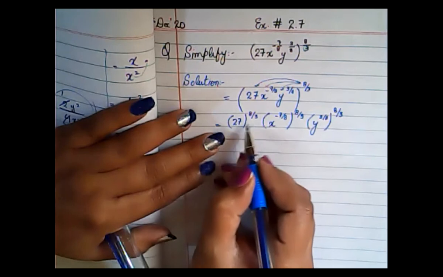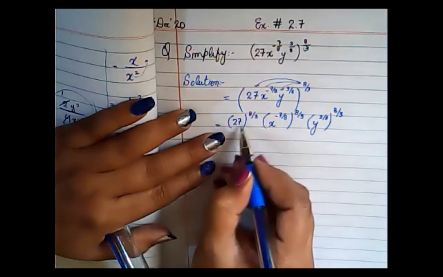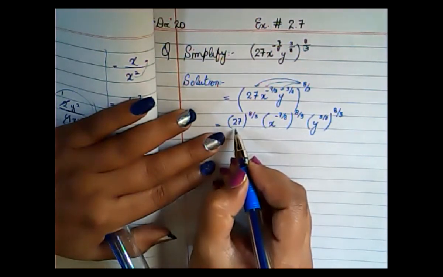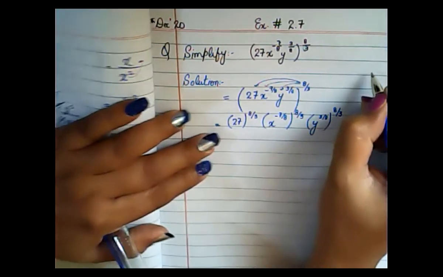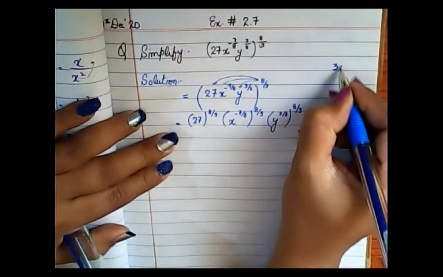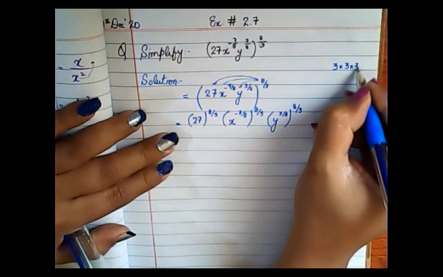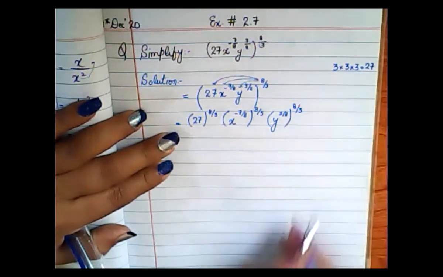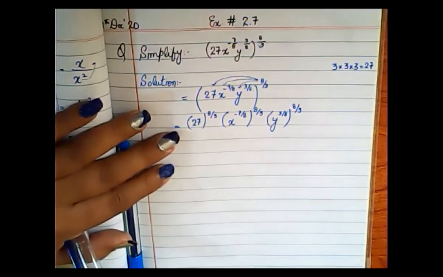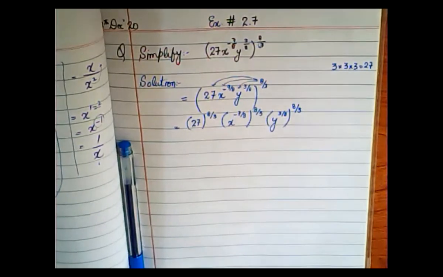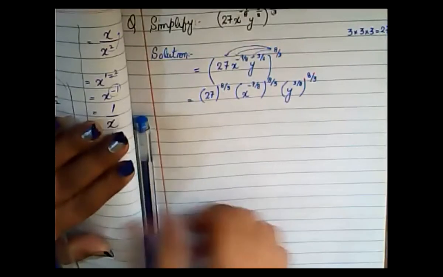Now here you have to take the third root. Okay, cube root of 27. So how will you take the cube root of 27? Here you have 3 multiplied by 3 is 9, multiplied by 3 will be 27. Is it clear or not? So you will write it down here in this way.